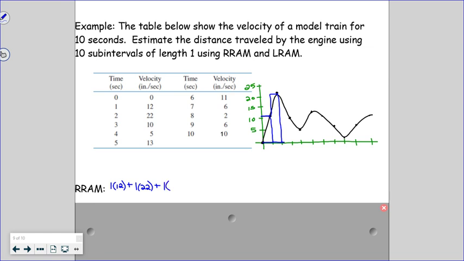And a 1 by 3. Are all my bases 1? Yep. Okay, my next rectangle is going to use a height of 5. If I'm using RRAM in that table, am I using all of these values?